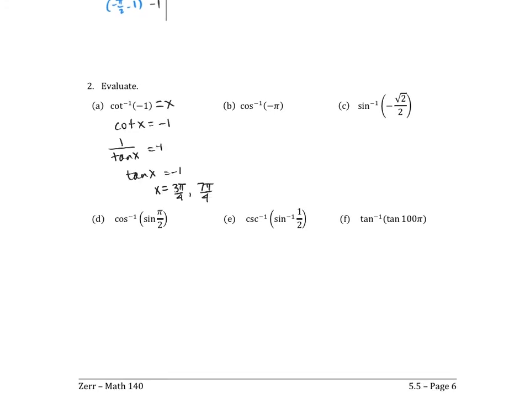All right, so just defining what arc cotangent means, you would take the reciprocal of cotangent, which gives you your tangent. So you can go through and work this out. The correct answer here is 3 pi over 4. 7 pi over 4 gets eliminated because it's not within the accepted values for arc cotangent. All right, you can try that next one.